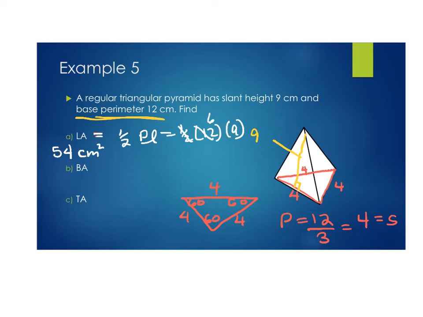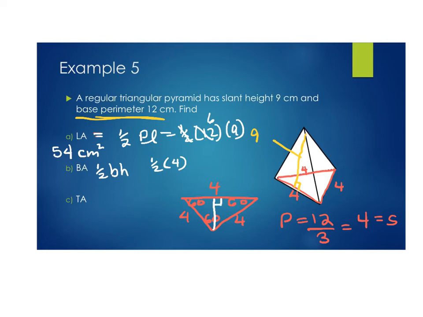Now for the base area, I need to figure out the height. So for the base area, it's a triangle, so I need to do 1/2 base times height. I know the length of the base, it's 4, but I don't know the height. So let me work on finding the height of my base triangle.